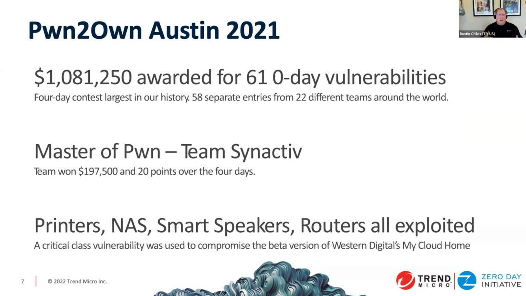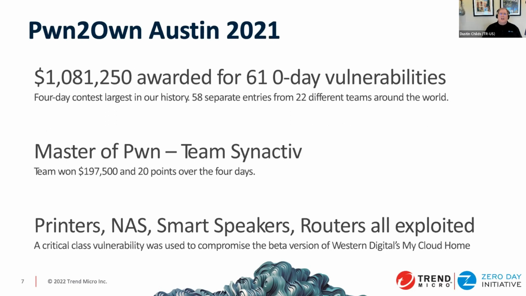In doing this, we often ask for vendors to work with us and participate and co-sponsor it. This year, Western Digital was one of those. They called us a few weeks before the contest and said, hey, we want to include the beta version of our latest product, this network attached storage device. We want the beta version in there, and we're going to offer $45,000 to anyone who could hack it. And it turns out that one of the teams did.